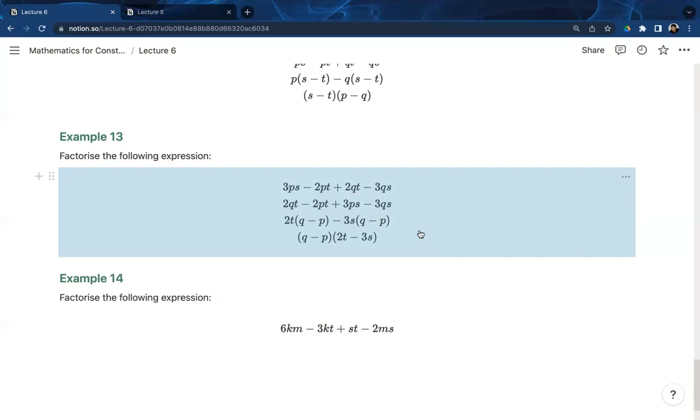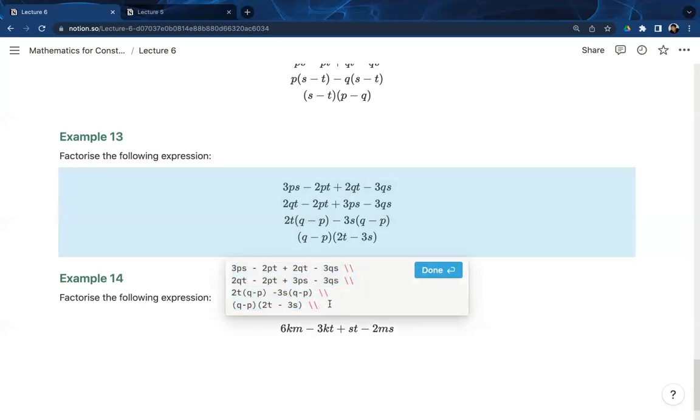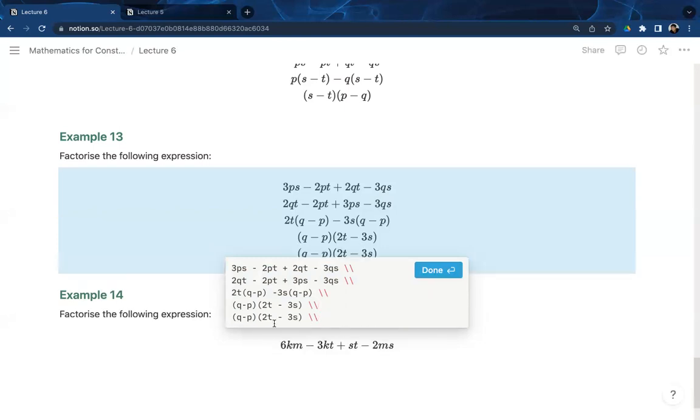So I'll check the back minds. I sent the answer in the chat for number 13, but the signs are off. I have like P minus Q and 3S minus 2T. Yeah. So let me show you what happens there. It's the same thing, but you mightn't be convinced it's the same thing.